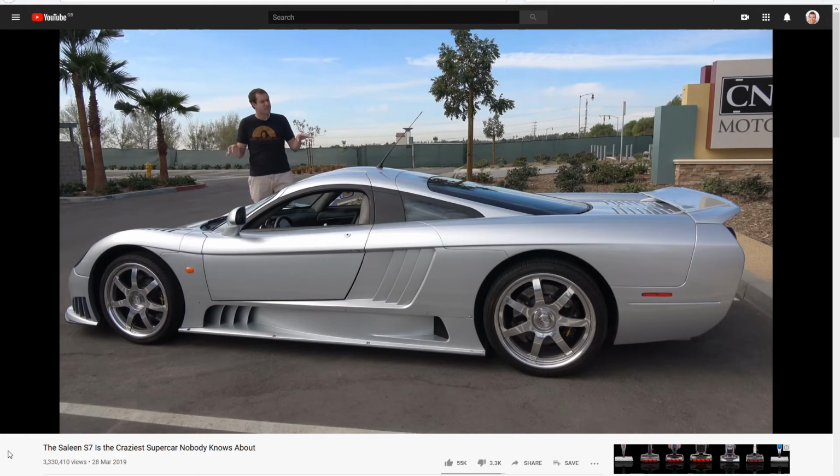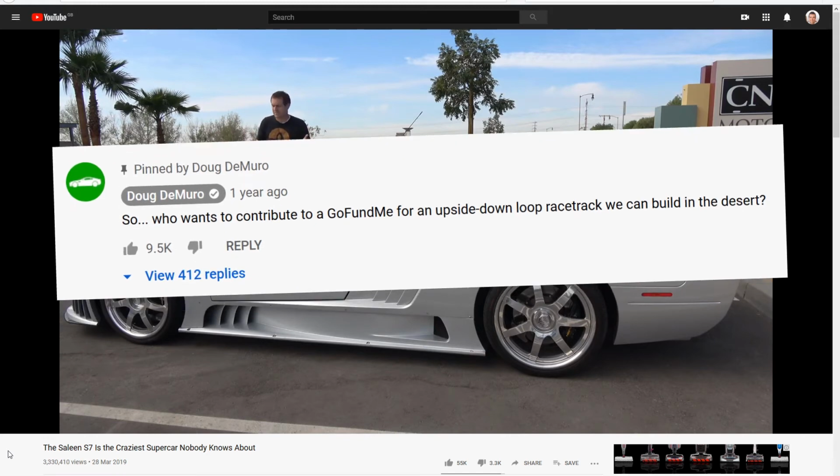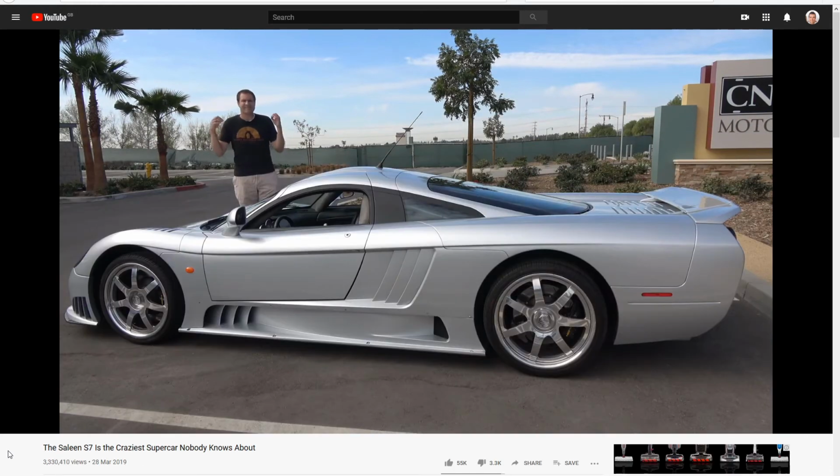Let's look at one more example, the Saleen S7. This is actually the car that inspired this video. It was featured by Doug DeMuro last year, with Doug repeating the usual claim that because the car can generate its own weight in downforce, it would be able to drive on the ceiling. Doug even suggested setting up a crowdfunding campaign to build a looping track in the desert to test the theory out. Based on the published numbers, the S7 might be capable of the upside down trick, just like an F1 car, but the figures are very hard to verify.